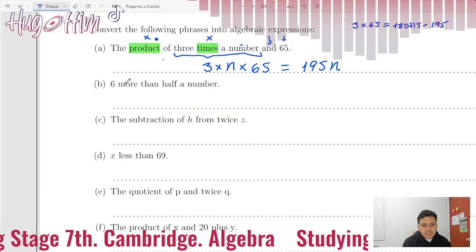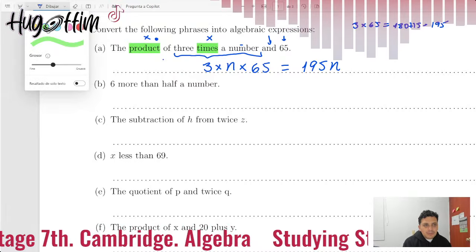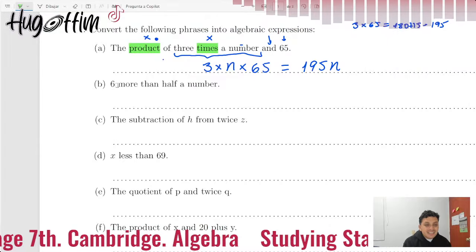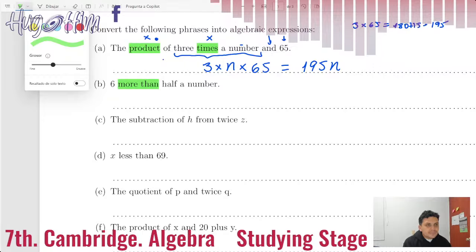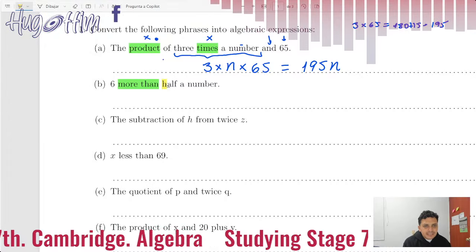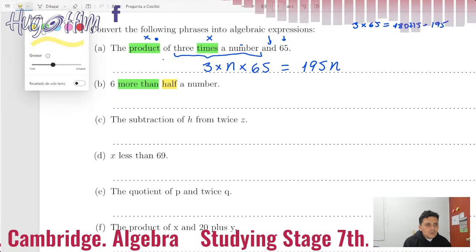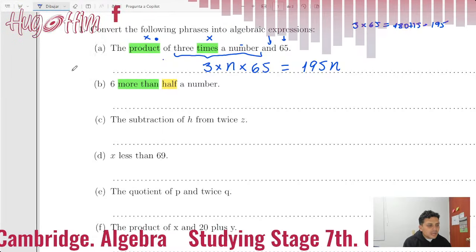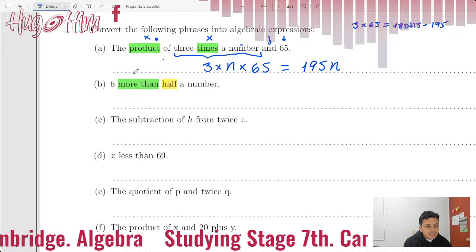For any type of situation, you need to identify the operation involved. For example, here: 6 more than, so this is an operation. And there's another operation here that says half a number. So identify the operations that are involved. In this case, more than means addition.